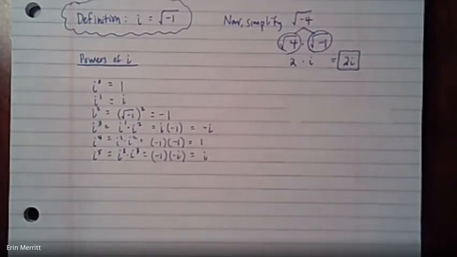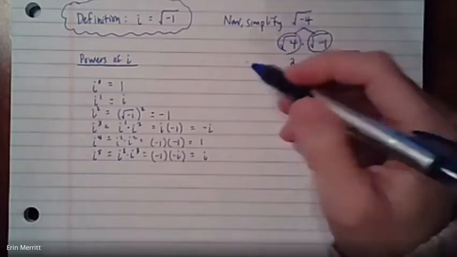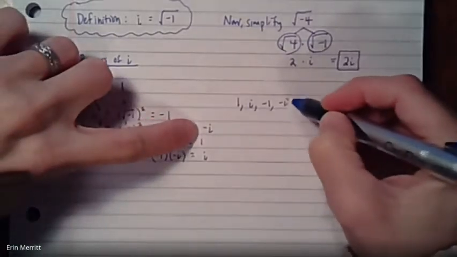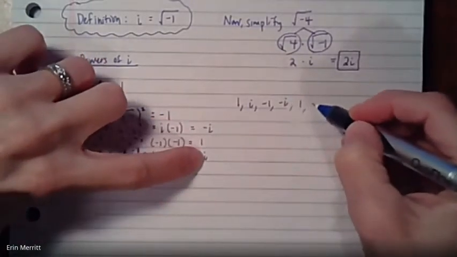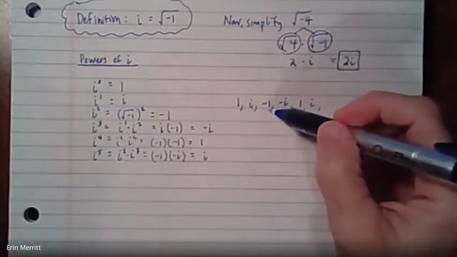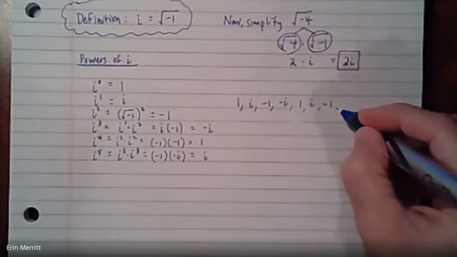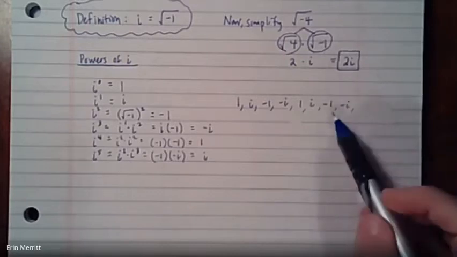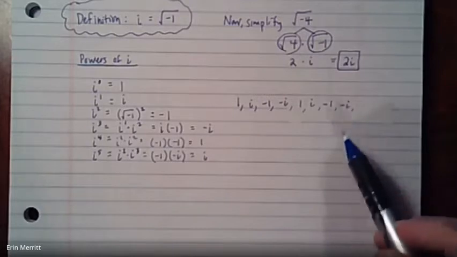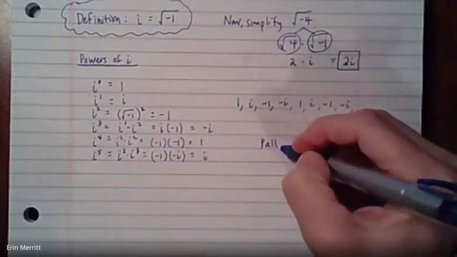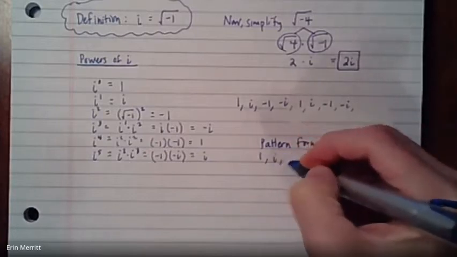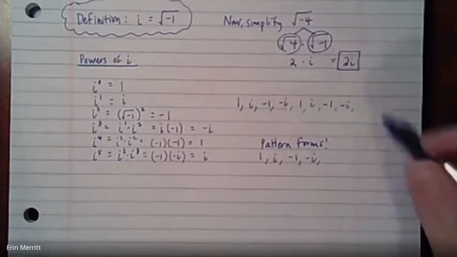But what I want you to look at at this point is, do we start to see a pattern? So we got 1, and then i, -1, -i, 1, i. Think about what would come next. Hopefully you'd recognize that the next thing would be -1 and then -i, and it keeps on going. So that means i to the sixth would be that -1, i to the seventh would be that -i, and so on. So a pattern forms: 1, i, -1, -i, and then it repeats.